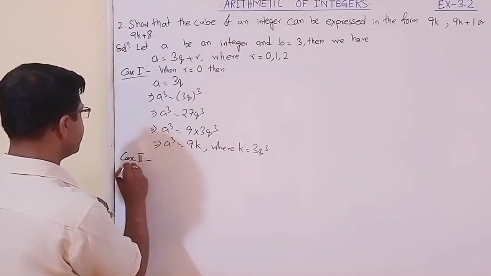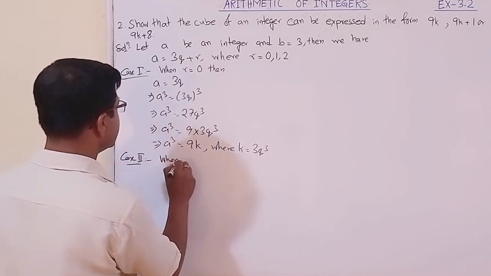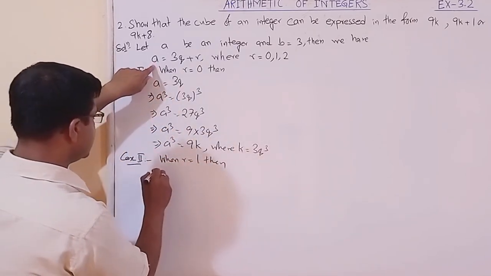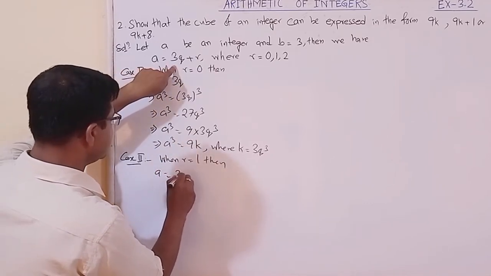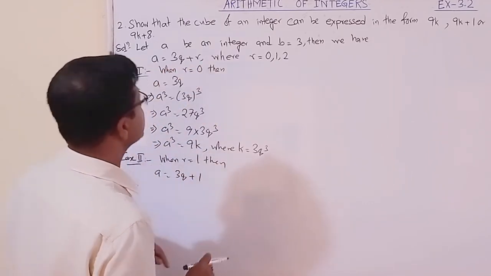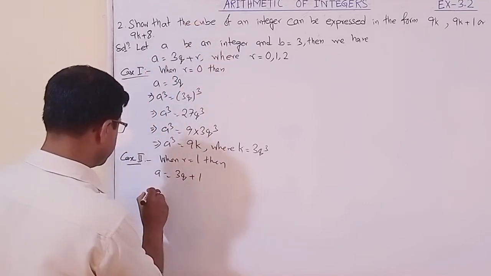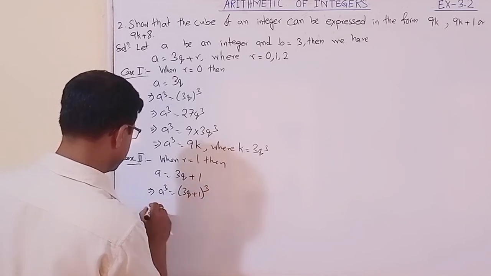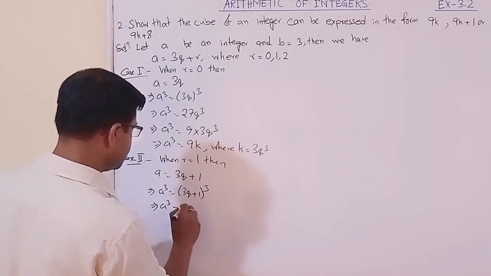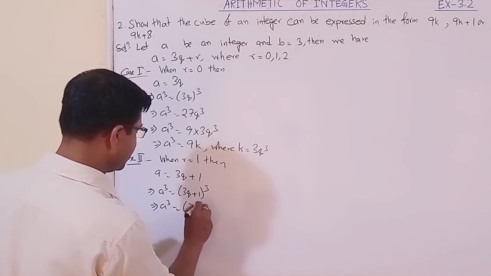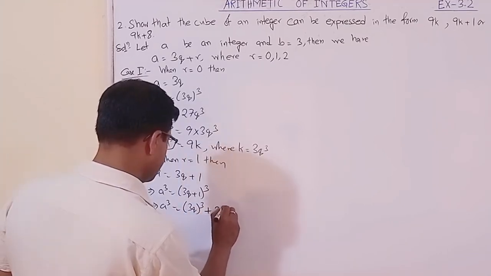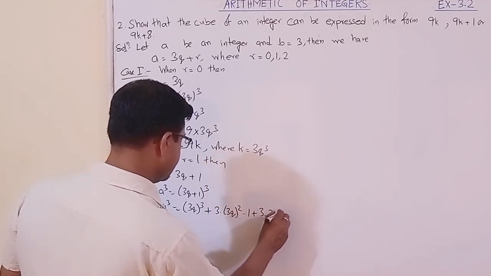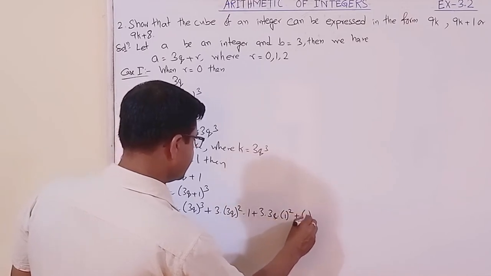Case 2, when r is equal to 1. If r is 1, then what is the value of a? a is equal to 3q plus 1, r is equal to 1. What do you have to do? Again cube, a cube, (3q plus 1) cube. (a plus b) whole cube, what is the formula? a cube plus 3a square b plus 3ab square plus b cube.